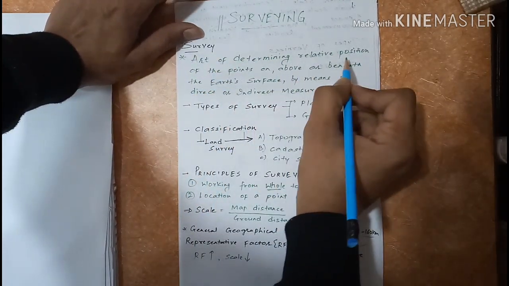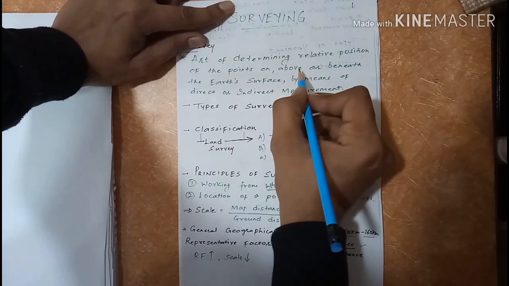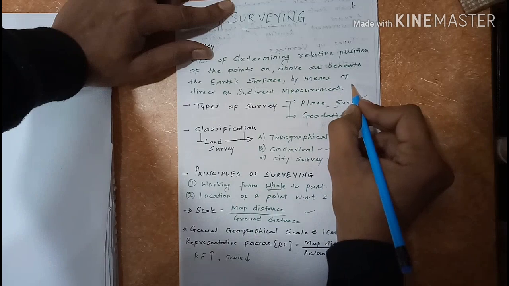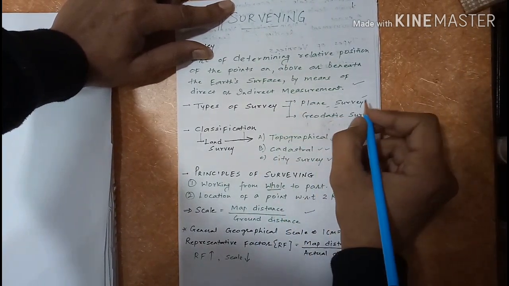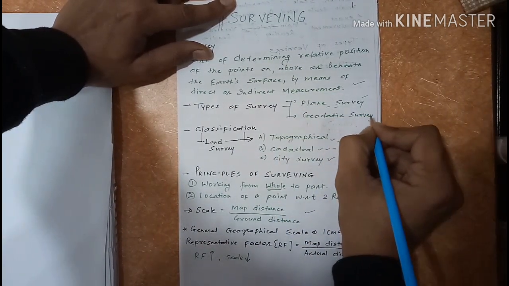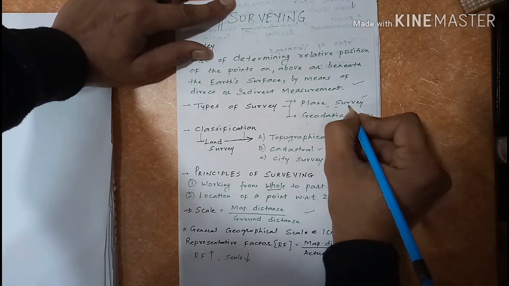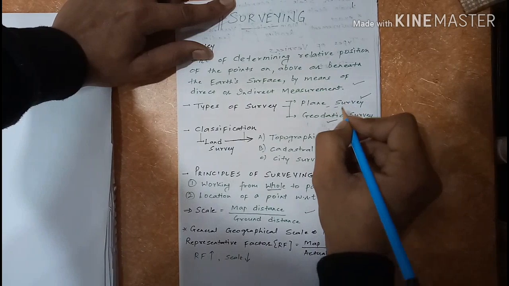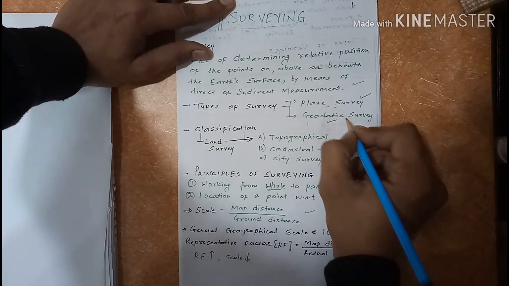Survey is the art of determining relative positions of the points on, above, or beneath the Earth's surface by means of direct or indirect measurements. There are two types of surveys, plane survey and geodetic survey. In the plane survey, we will not consider the effect of curvature of the Earth, and in the geodetic survey, we will consider the effect of curvature of the Earth.